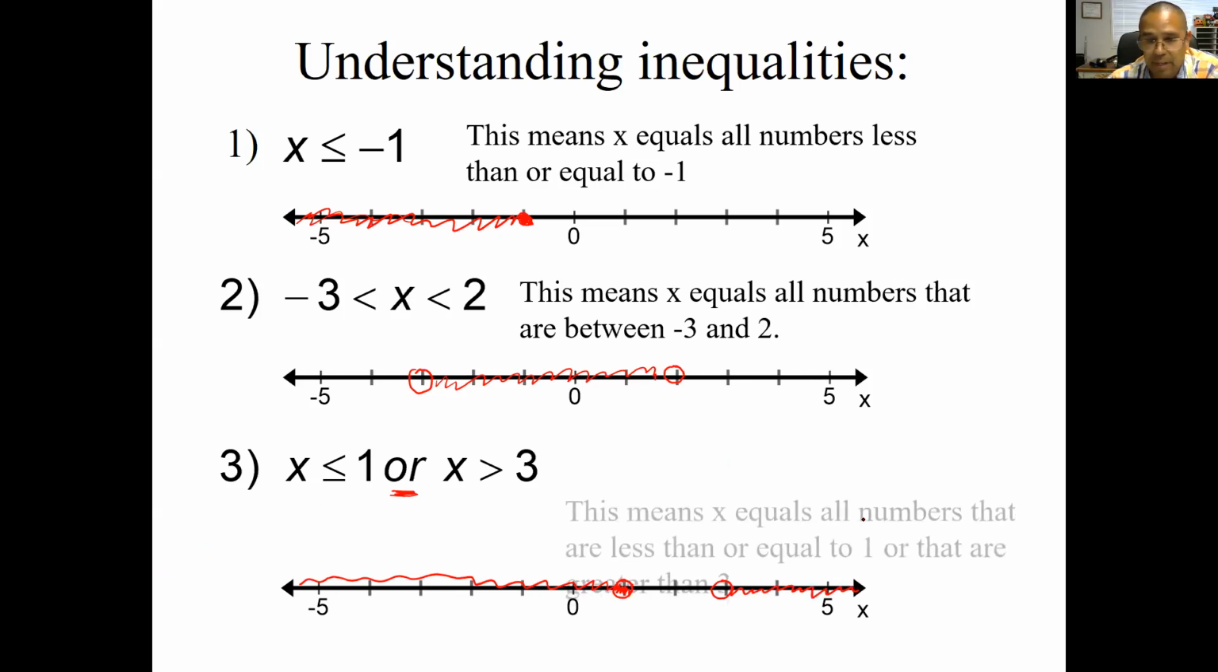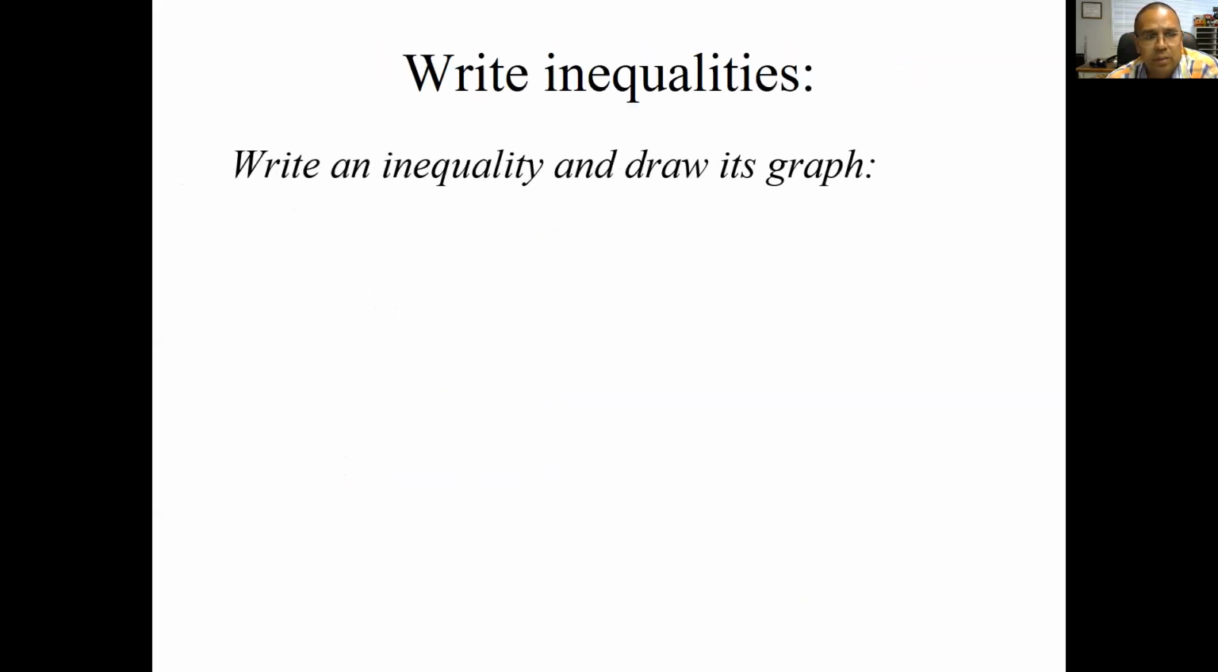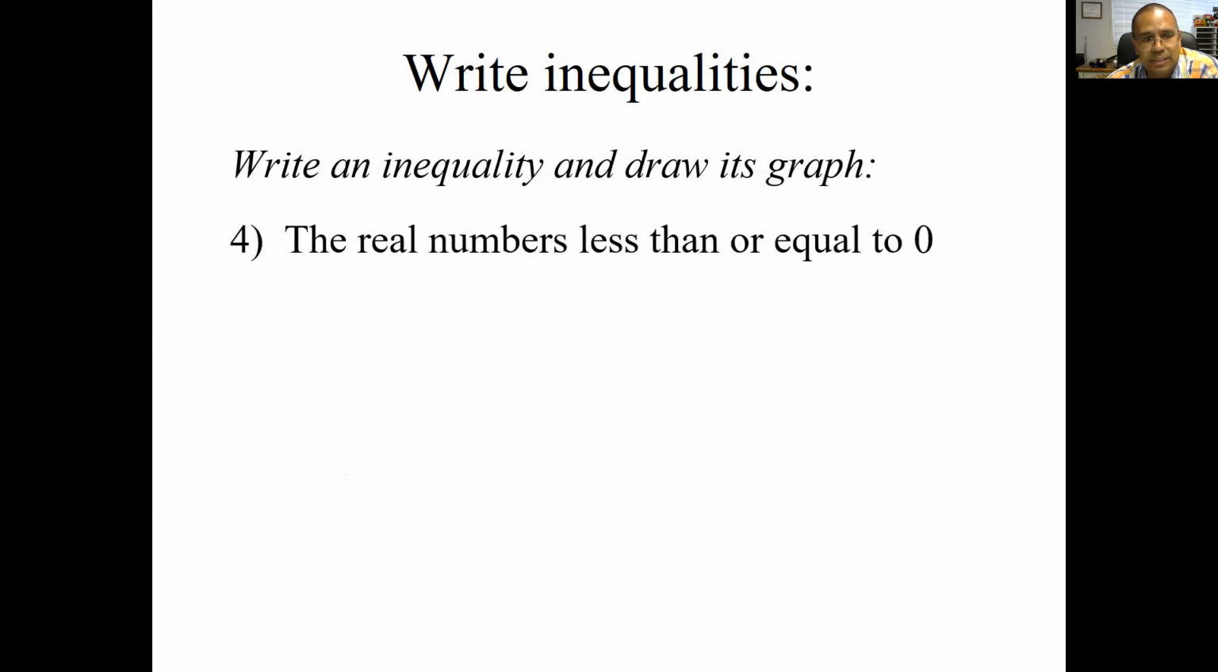To describe that, we could just say all numbers that are less than or equal to 1, or that are greater than 3. We say or because there's no number that could be both of these at the same time. There's no number that's less than 1 but also bigger than 3, so it has to be an or. Very good. So your turn. Go ahead and do that one.